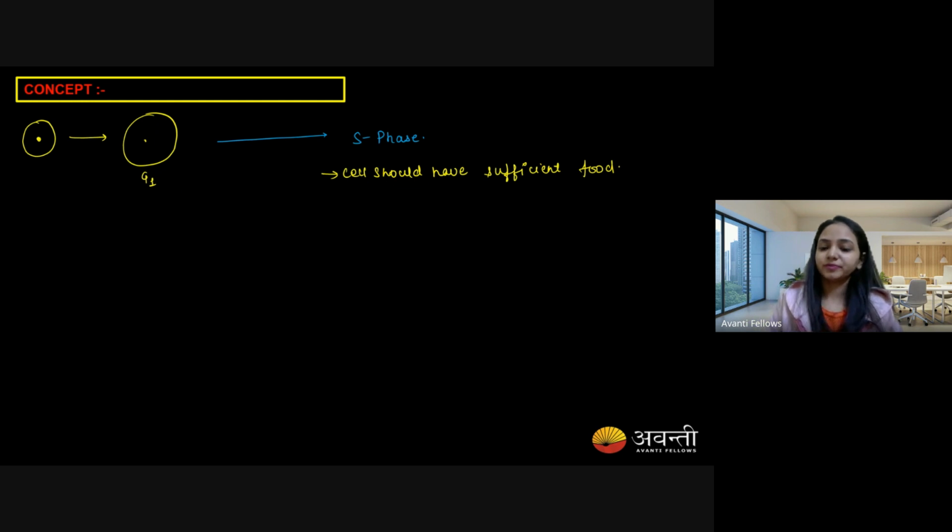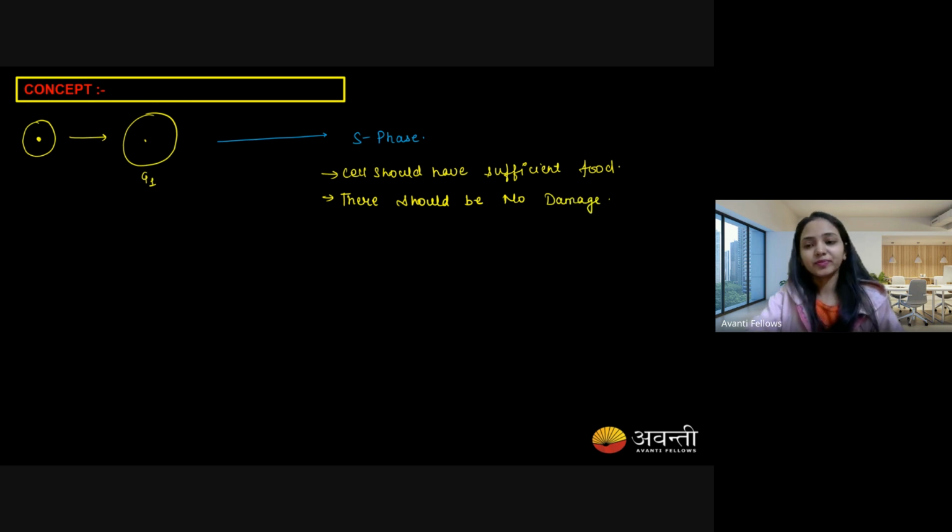Second checkpoint, there should be no damage. And if any type of damage is found, then the cell will not be able to enter into S phase.